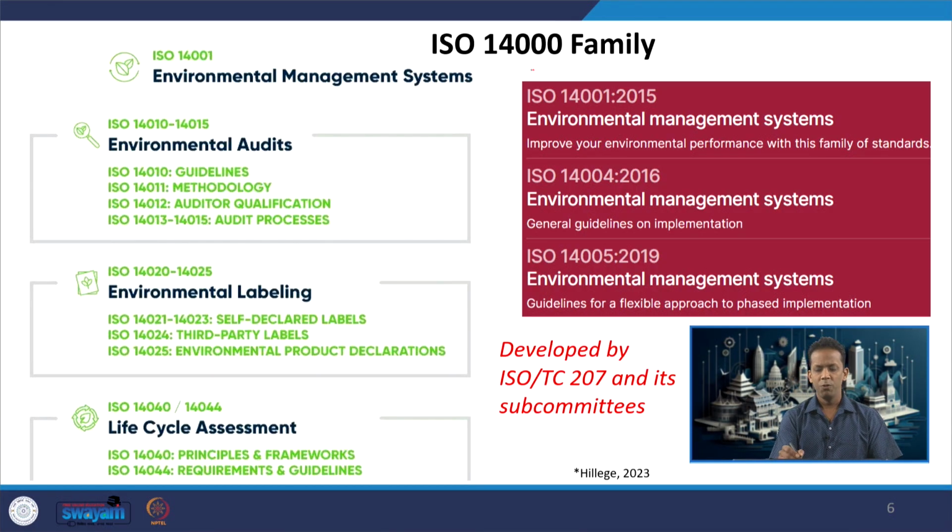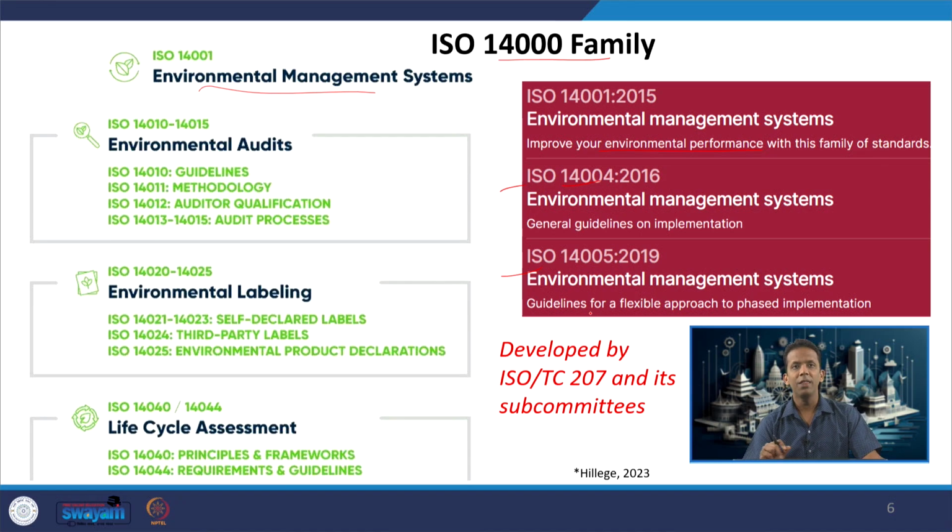If you look at the ISO 14000 family, 14001 obviously is the environmental management system, and it was finalized in 2015, which is mainly for improving the environmental performance with the help of all the standards which exist in its family. Then we have 14004 and 14005 also associated with the environmental management system, but 14004 provides general guidelines on how to implement the 14001 standard, and 14005 just gives a flexible approach to phase-wise implementation of the environmental management system.